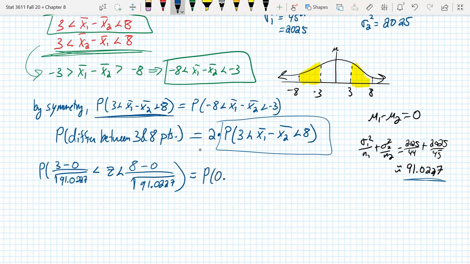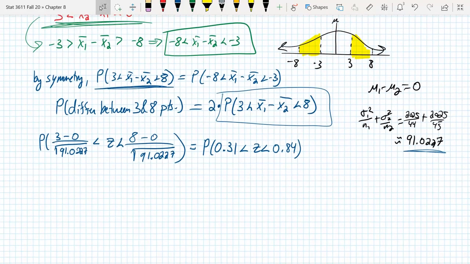Because we're going to be looking up a normal table, I'll round to the nearest value here, 0.31. It's less than z is less than, what is 8 divided by the square root of 91.0227, about 0.943. Hold on, I think I made a typo on my calculator. Should be 8 divided by 0.91, not 9. 8 divided by square root of 0.91027 is 0.8385, so I'll round that to 0.84. All right, there we go.